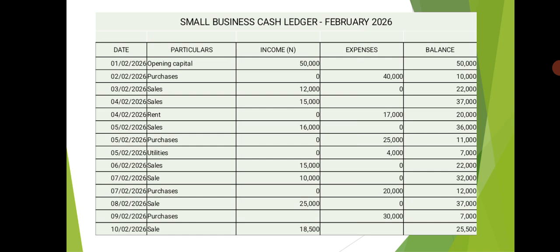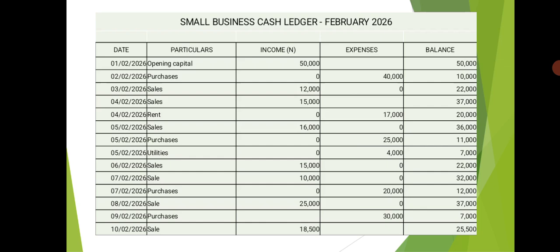On 6th February, it also made another sale of 15,000. We have to add it to our previous balance, making 22,000 naira. On 7th, it made another sale of 10,000, and this will be recorded under income since it is income, and we have to add it to our previous balance, making 32,000 naira.